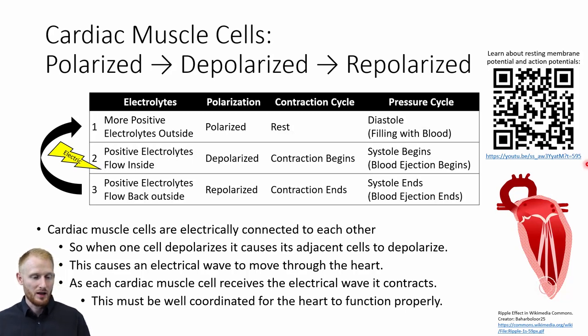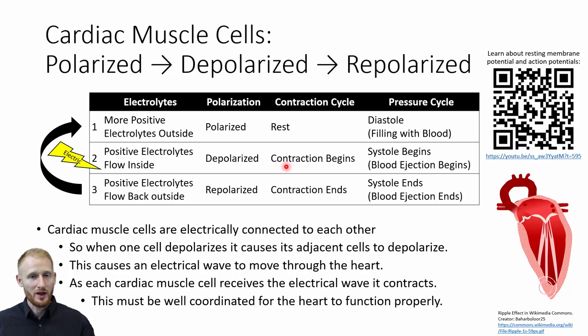Step 2 is when positive electrolytes flow inside the cell. This happens when there is some sort of electrical stimulus or electrical wave that comes to that cell and causes what we call depolarization. Depolarization is the switching of the electrical charge. Again, positive electrolytes flow inside the cell, switching the charge of that cell, and it becomes depolarized. This is what's going to initiate the contraction of that muscle cell.